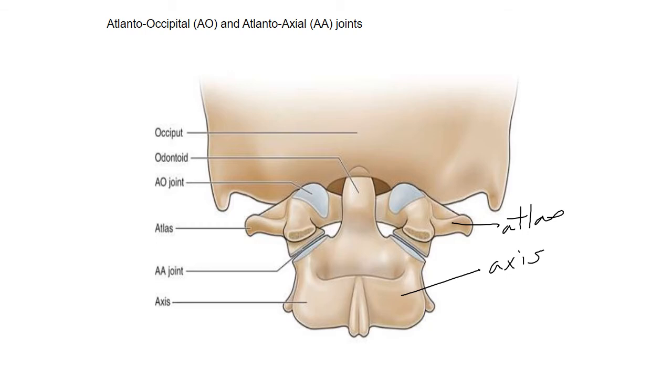So flexion, extension, and hyperextension are going to occur mostly at the Atlanto-Occipital joint, which is the atlas where it meets the condyles of the occipital bone. And the occipital bone is sometimes referred to as the occiput, if you ever see that word. Then you have rotation at the axis, at the AA joint, the Atlanto-axial joint.